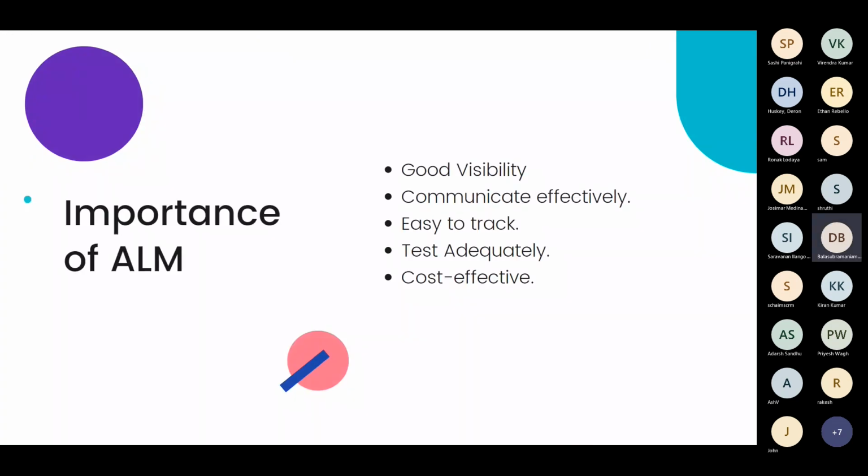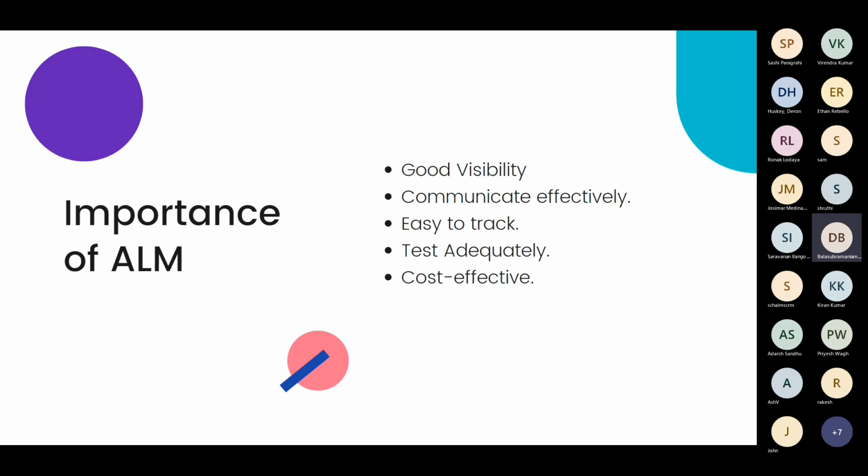And if you ask me why the ALM is so important, the first one is regarding good visibility. When you're applying your changes and they are tracked in the source control, everyone can verify who made the changes. Does it make sense to change that component? So all those things we will be able to achieve if we have the ALM in place.